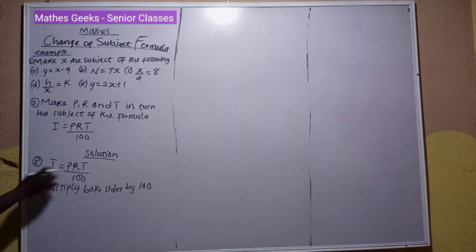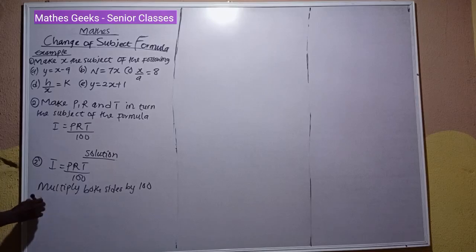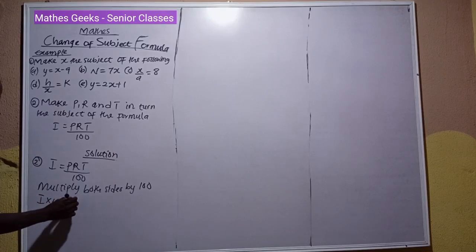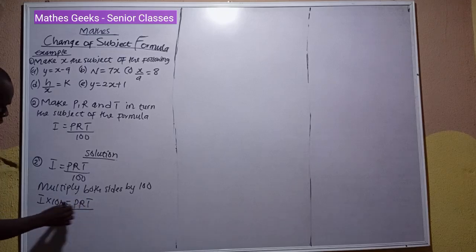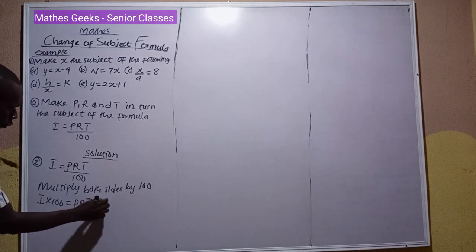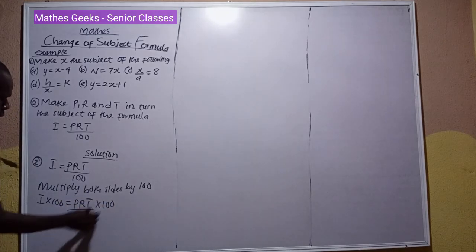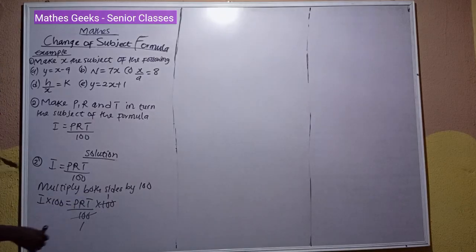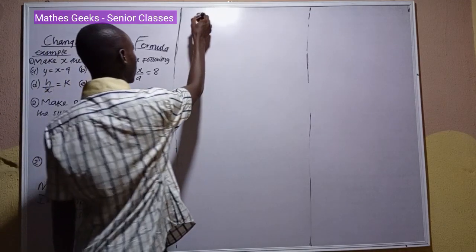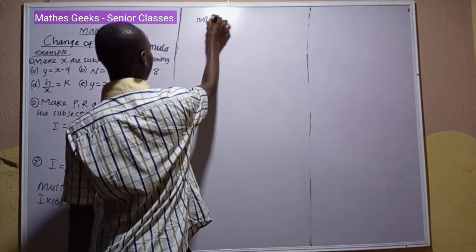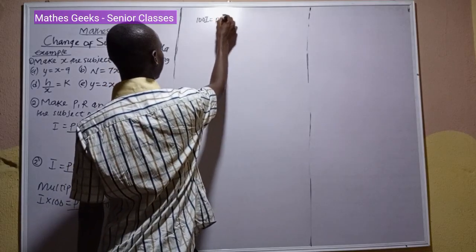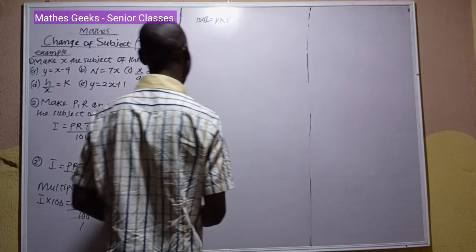So when you multiply both sides by 100, you're going to have I times 100 equals PRT over 100 times 100. So this will cancel one, and so we're going to have 100I equals PRT.